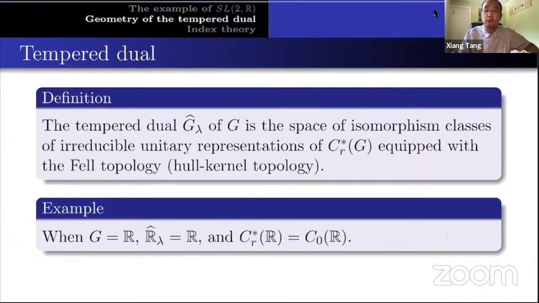Let's start from a simple example. Excuse me, Xiang, can you say where the term tempered comes from? Is this the dual of some rapidly decreasing function somewhere? Well, so this tempered is kind of from requiring if you look at the matrix coefficient, they are growing relatively nice.